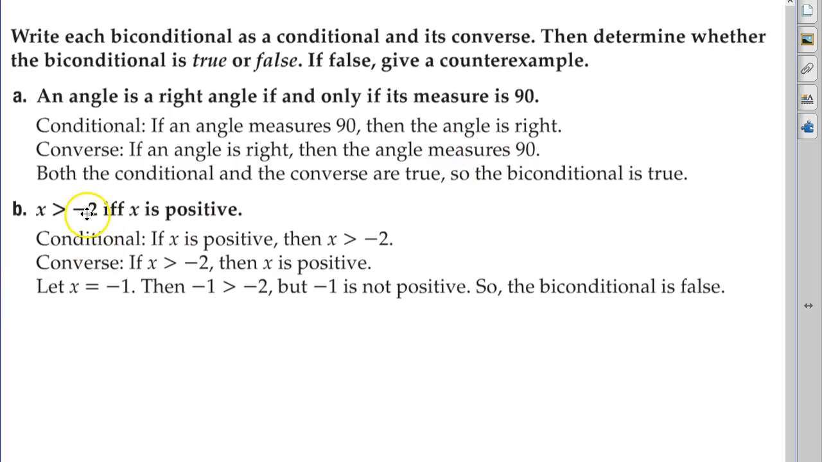However, part B: x is greater than -2 if and only if it is positive. Here's the first one: if it's positive, it's bigger than -2. That's true, because positive numbers are bigger than -2. If it is bigger than -2, then it's positive. That's false, because -1 is bigger than -2 and -1 isn't positive. So you cannot make this an if and only if statement for B. It has to be split up and discussed separately.